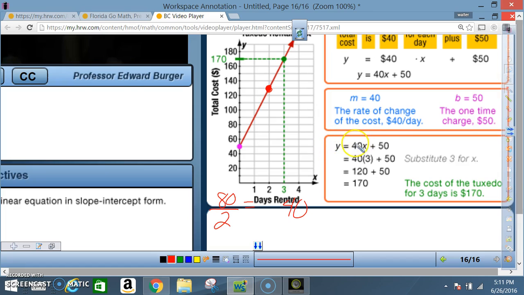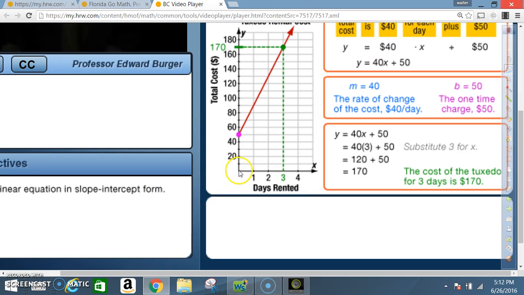So far I have y is equal to 40 times x plus 50. Same as I got from the original equation. Okay, and the last thing they wanted me to do is to figure out the cost for 3 days. So I go to x, there's 3 days, go up on the line, and I'm at $170. The same thing with the equation. In place of x, I'll put 3. 40 times 3 is 120. 120 plus that 50 is 170.